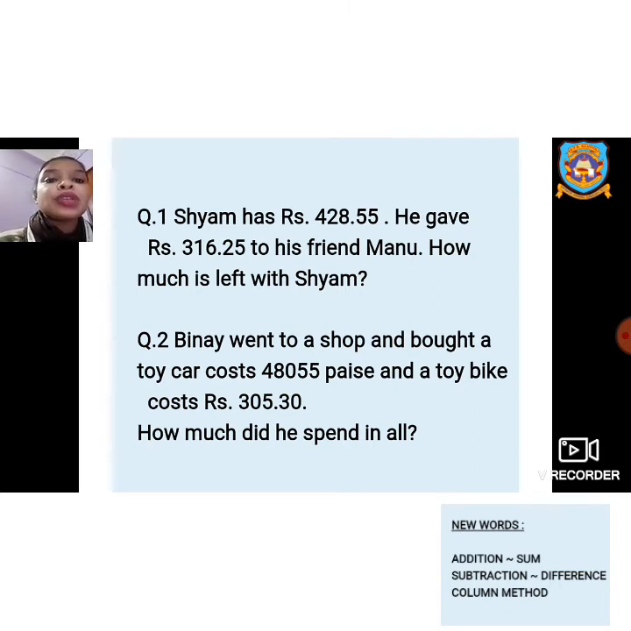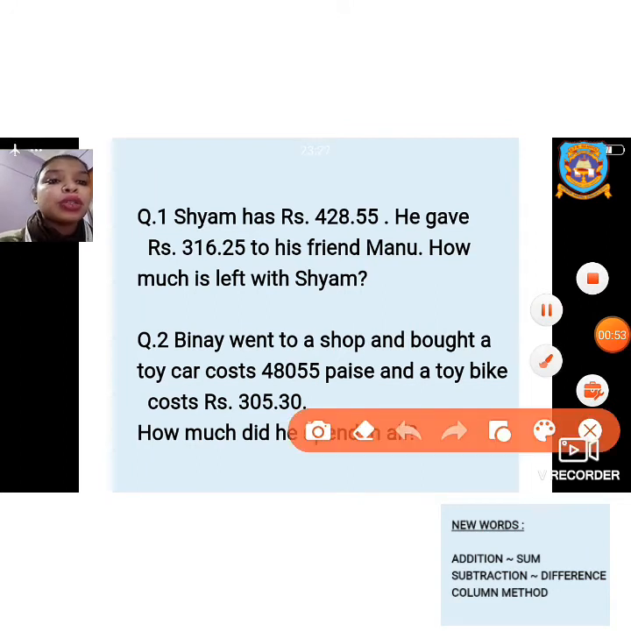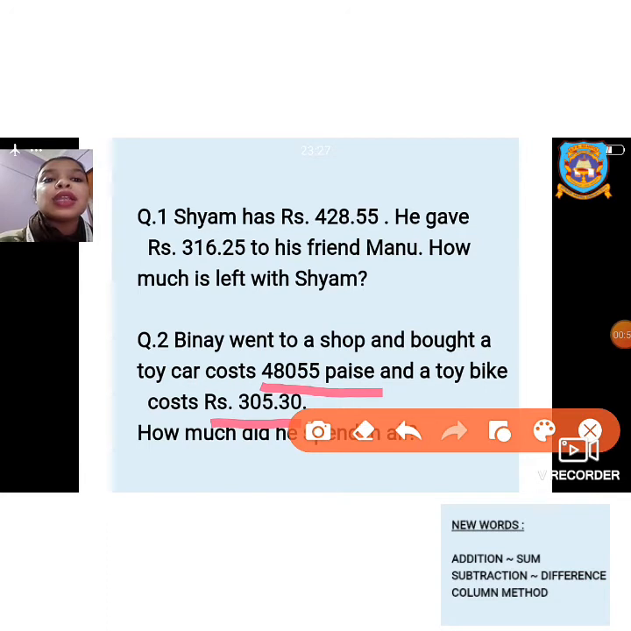Question number 2. Binay went to a shop and bought a toy car costing rupees 480.55 paise, and a toy bike costing rupees 305.30 paise. How much did he spend in all? Now children, two amounts are given here. Different units are used. First is given in rupees, the second is given in paise.